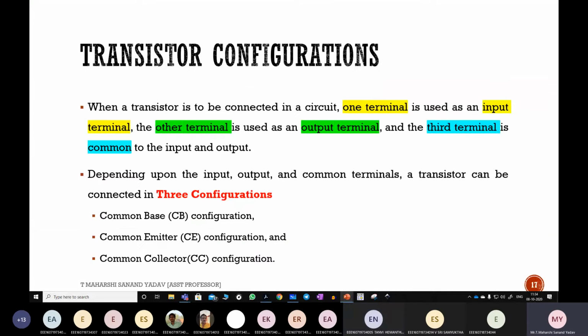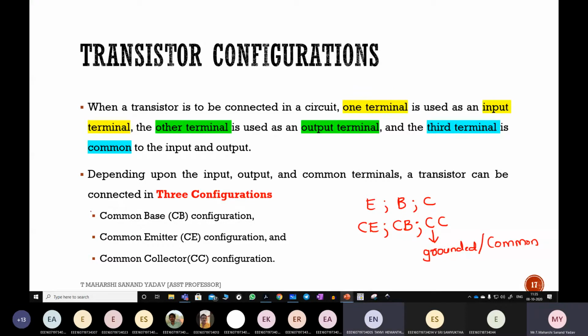So the next concept is configuration types. Generally we know there are three terminals: emitter, base and collector. Now we shall see what will happen if the emitter is grounded. If emitter is grounded, we call it common emitter. If base is grounded, it is called common base. If collector is grounded, it is common collector. Here, common means grounded.